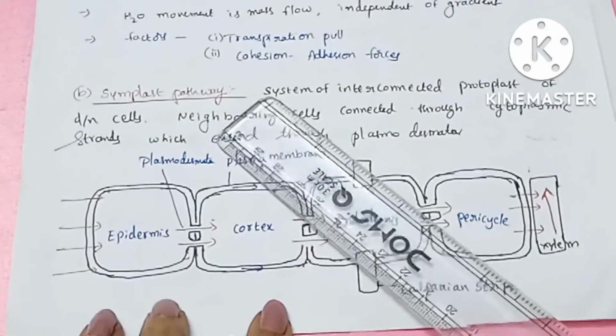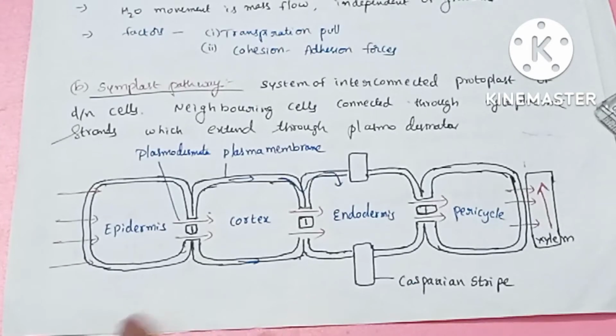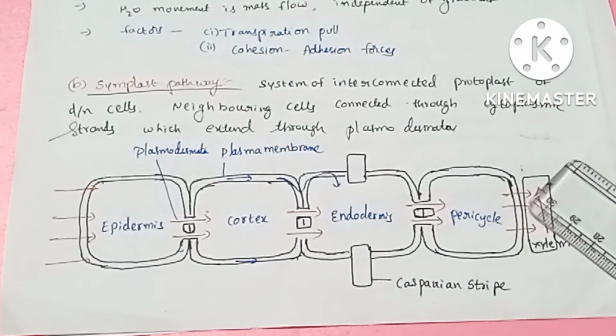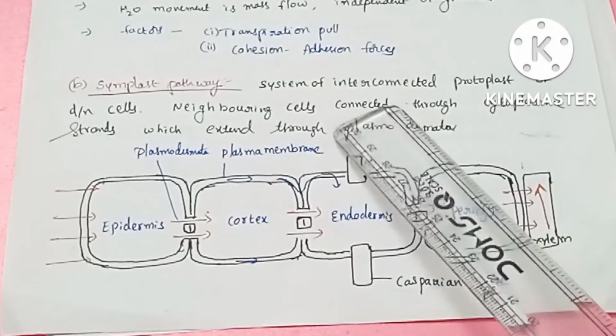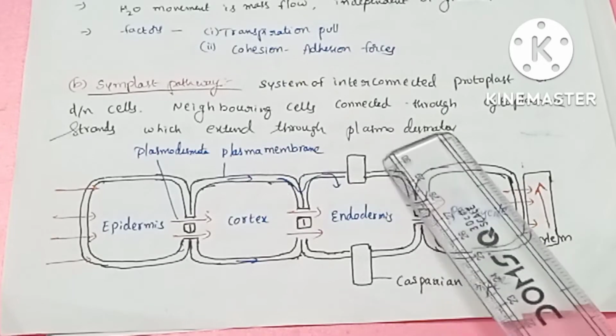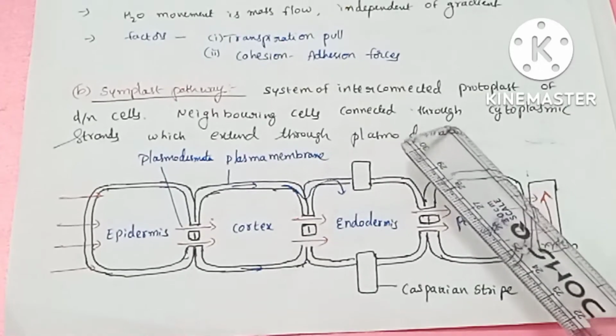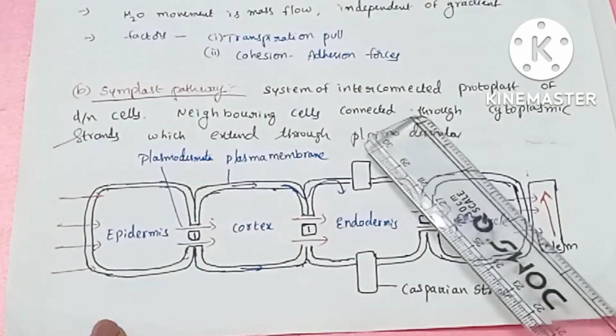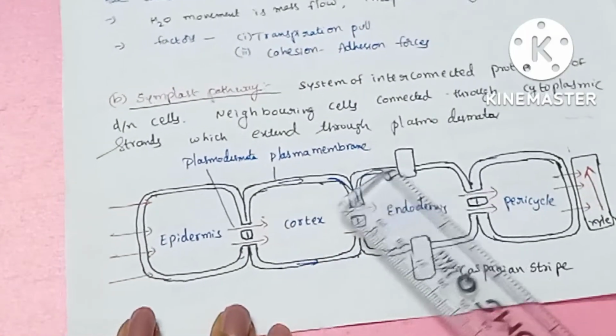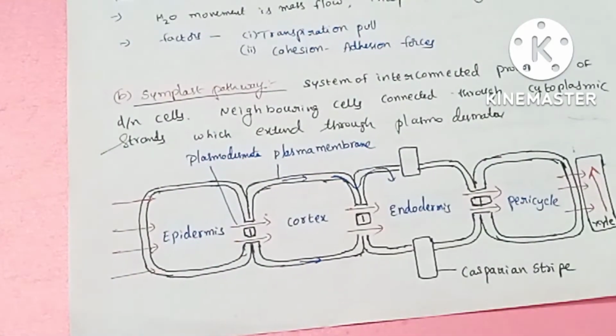So the next one is the symplastic pathway. Here, the water movement occurs by means of interconnected protoplasts. It enters by means of the interconnected protoplasts of different neighboring cells. The water will enter, that means through the cytoplasm.